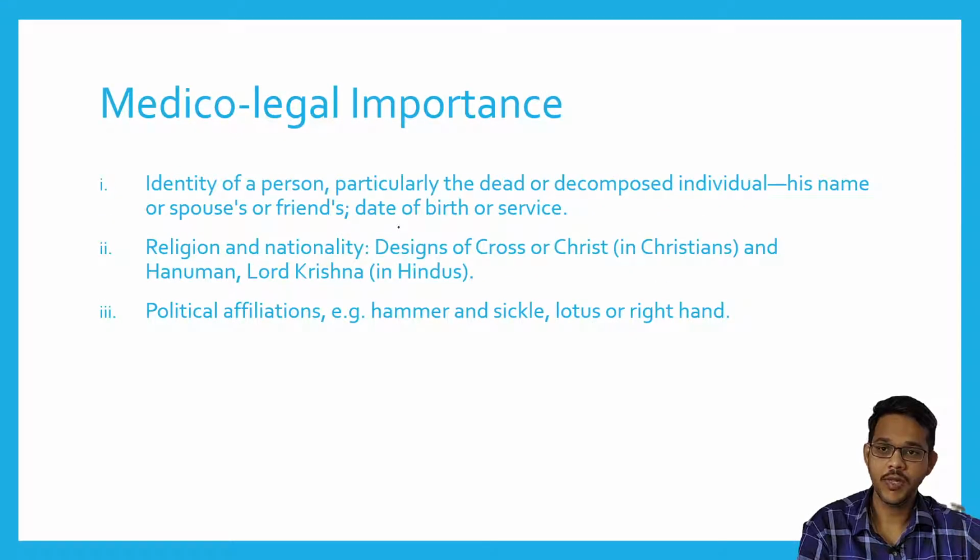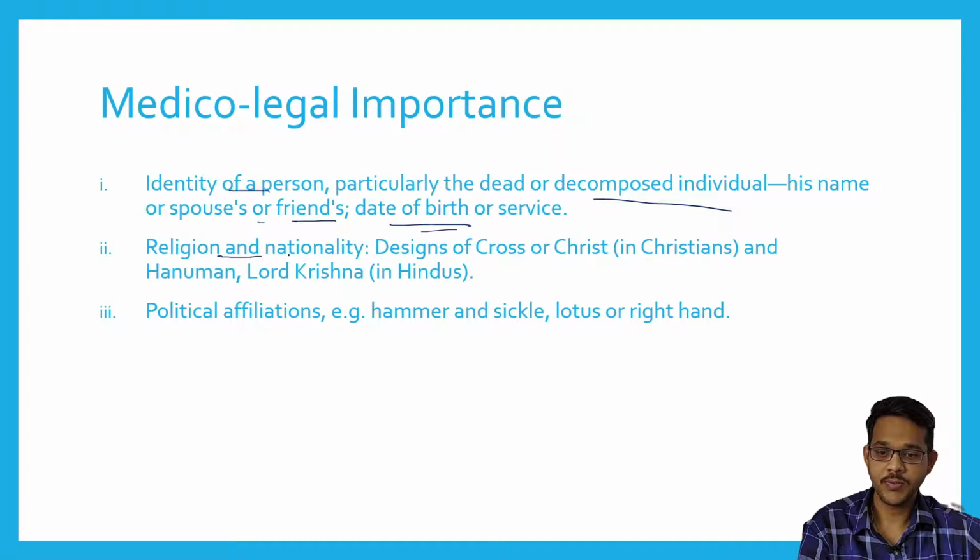Now coming to the medical importance of tattoo marks. First is identity of a person, particularly dead or decomposed individuals. His name, spouse's name, friend's name, date of birth, or service may all be present on the body. So identification is the primary importance of tattoo marks. Since tattoo marks are sometimes unique, they may contain the name of the person, sometimes even family names like wife's name or children's names, or date of birth.